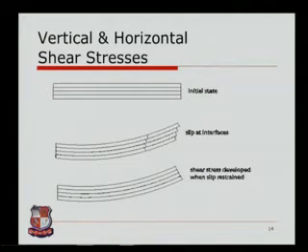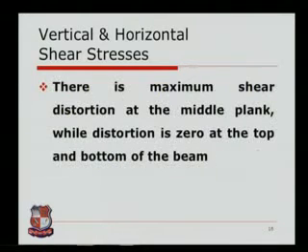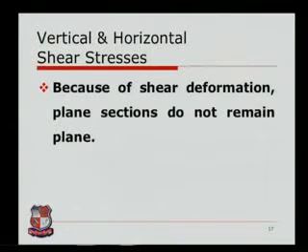You can see that the initial state is exactly horizontal. After loading we can see that there is slip at the interfaces, and shear stress is developed when the slip is restrained. If the planks are bonded together to form a single beam, longitudinal shear stresses must develop to prevent the relative sliding between the layers. There is a maximum shear distortion at the middle plank, while distortion is zero at the top and bottom of the beam.